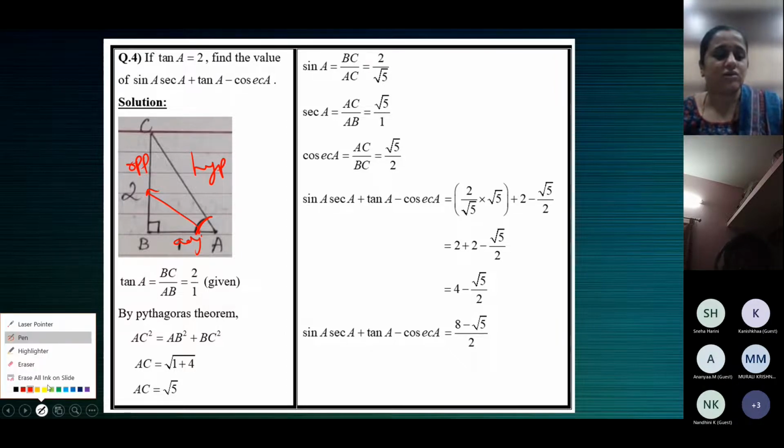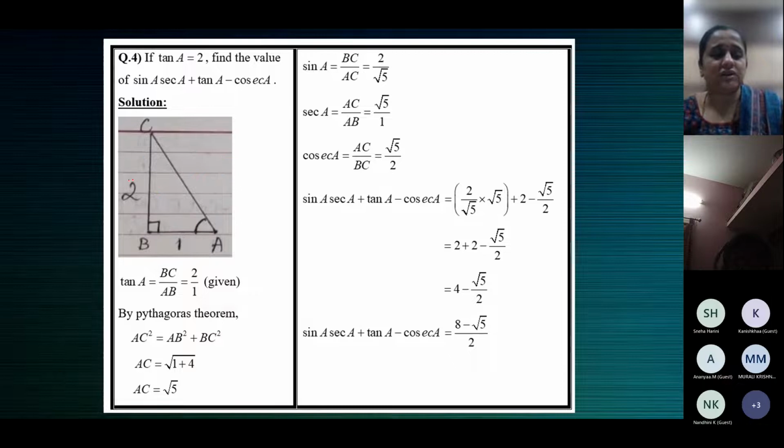So what is the first task always? We know these two sides, 2 and 1. We don't know the hypotenuse. So use Pythagoras theorem and find the hypotenuse. So we found the hypotenuse, root 5.